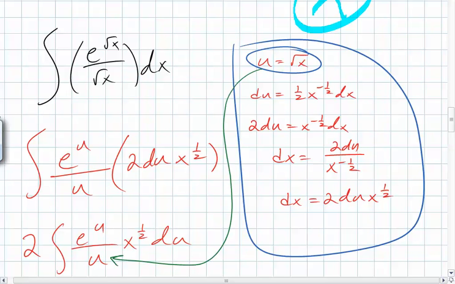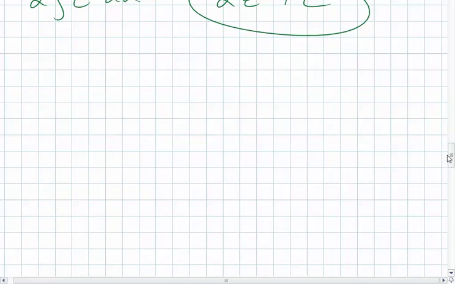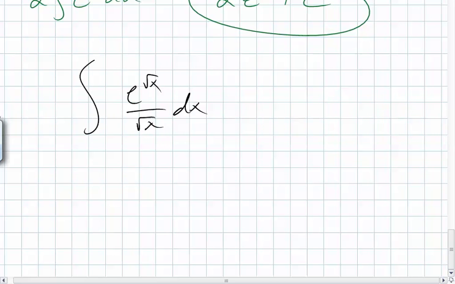Sure, you can. Absolutely. Now, hold on a sec. Let's just check one more thing. Let's start again. We have e to the root x over what? Root x dx. Some of you maybe picked u equals e to the root x. If you picked that, what is du equal to? E to the root x times 1/2 x to the negative 1/2 dx.